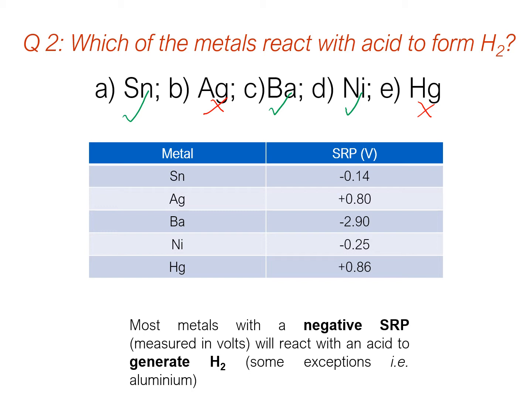It's good to know that there are some exceptions to this rule, and they're mentioned in the book. In some cases a reaction that would be expected doesn't happen, and aluminium is a good example. Aluminium has a standard reduction potential of minus 1.66. However, this won't react with a dilute acid to generate hydrogen, and this is because the aluminium will always form a surface oxide layer, and this oxide protects it.